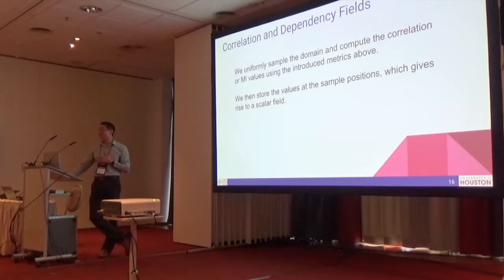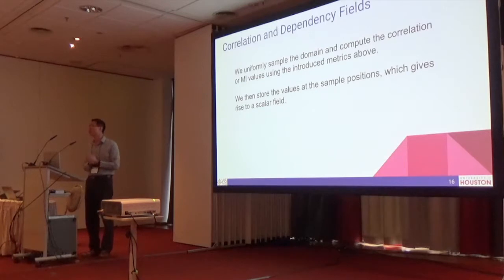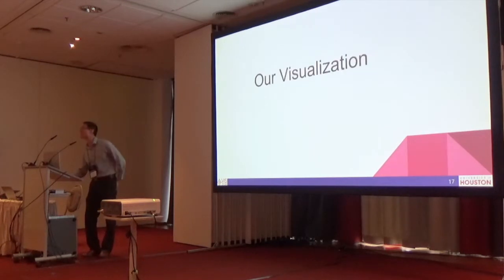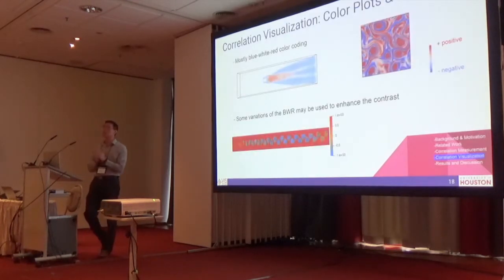All right, so with these three metrics, we compute what we call correlation and dependency fields. We uniformly sample the domain with many seeds, and then we compute the correlation or mutual information values using the previously introduced metrics in either Eulerian view or along path lines. Okay, and then we store the values at the sample locations. This gives rise to scalar fields. So it's easy to visualize if it's a scalar field. For 2D, we use a color plot. For 3D, we use direct volume rendering.